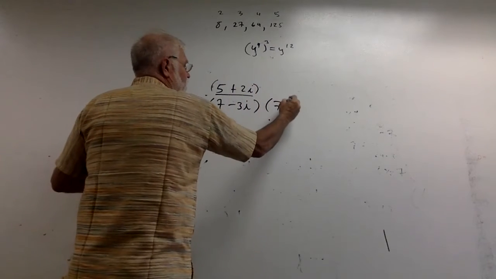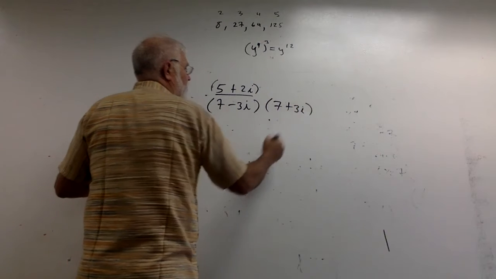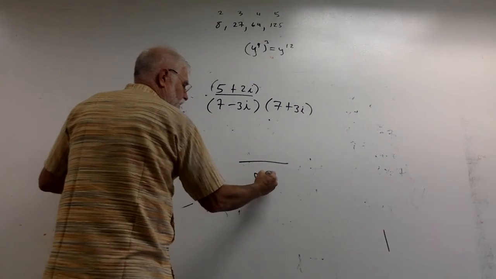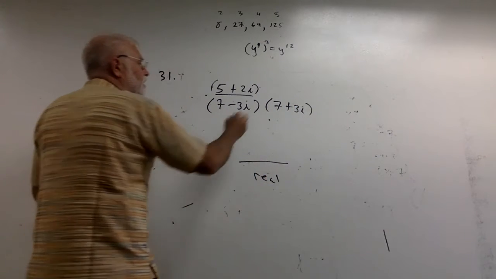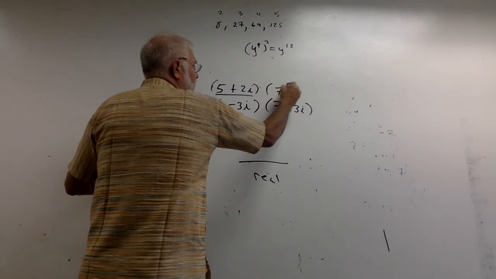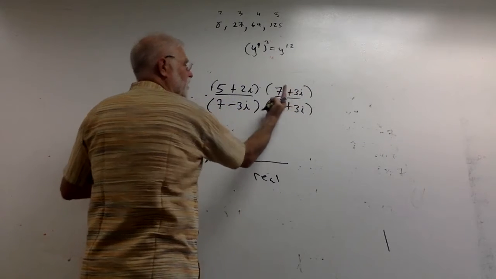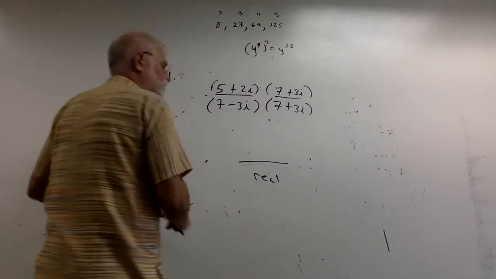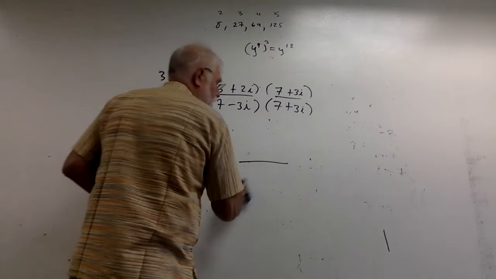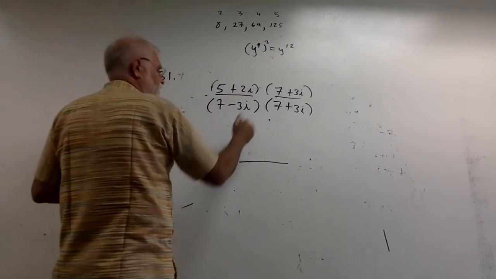Parentheses, 7 plus 3i is the conjugate. That's going to allow us to get a real number eventually in the denominator. 7 plus 3i divided by 7 plus 3i is 1. 1 times anything, I still have the same calculation. All right, 35.